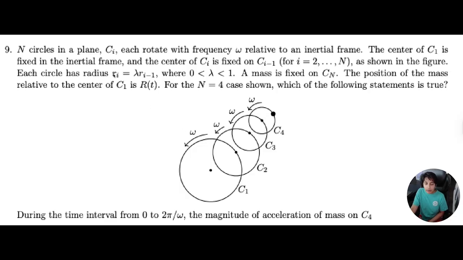What this part about lambda means is that really all they're trying to say is that the first circle is going to be bigger than the second circle, which is going to be bigger than the third circle, and so on. Or that the circles are just decreasing in size, in simpler words. And that the center of Ci is fixed on Ci minus 1. As we can see here, C2 is on C1, right? The center of C2. Then the center of C3 is on C2, and so on and so forth. So we're going to attempt this problem. Let's see how to do it.